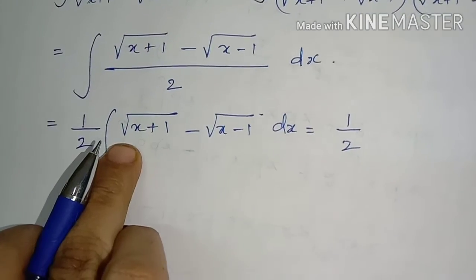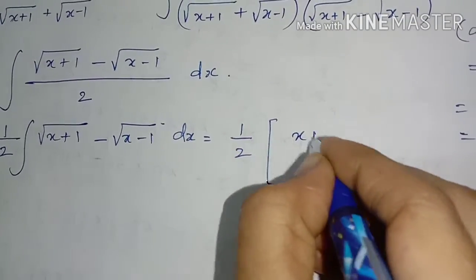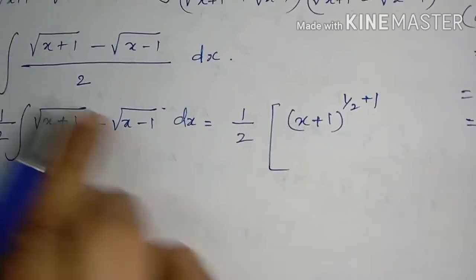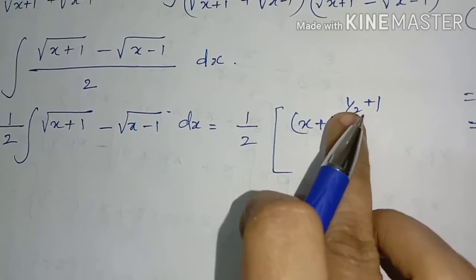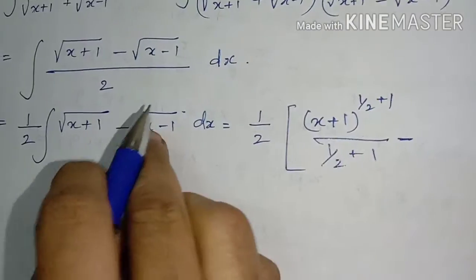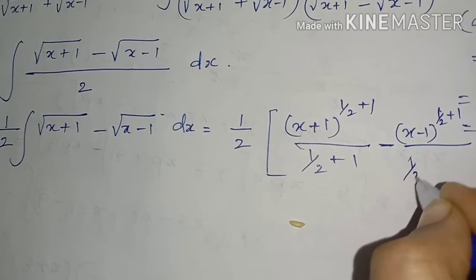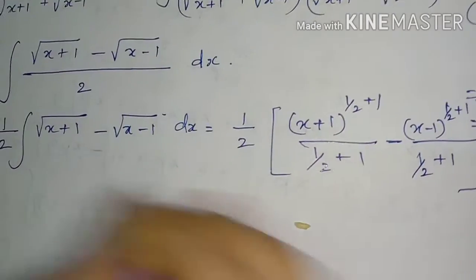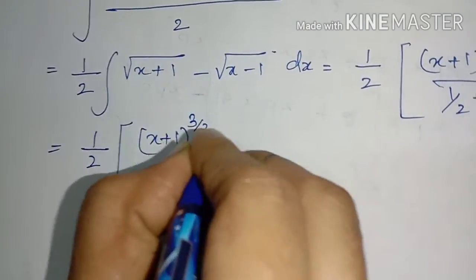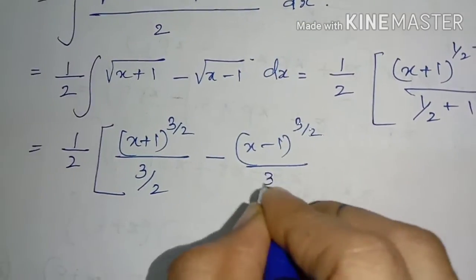So that is equal to 1 by 2. When you integrate with respect to x, square root of x plus 1 will become x plus 1 the whole power 1 by 2 plus 1, because the square root is power 1 by 2. So when you integrate this, it will become x plus 1 whole power 1 by 2 plus 1 divided by 1 by 2 plus 1, minus x minus 1 whole power 1 by 2 plus 1 divided by 1 by 2 plus 1. So that is equal to 1 by 2 times x plus 1 the whole power 3 by 2 by 3 by 2 minus x minus 1 the whole power 3 by 2 by 3 by 2.